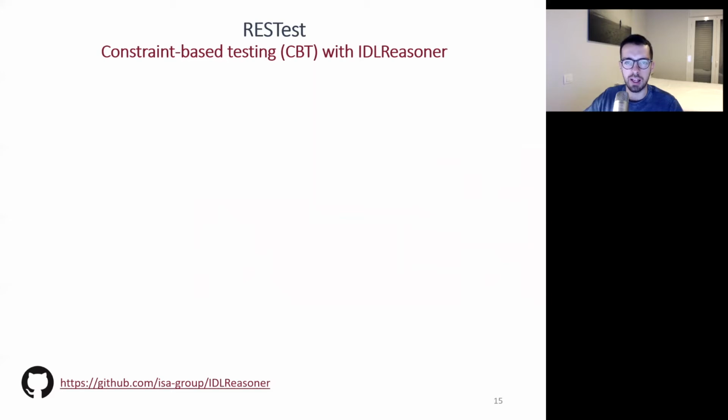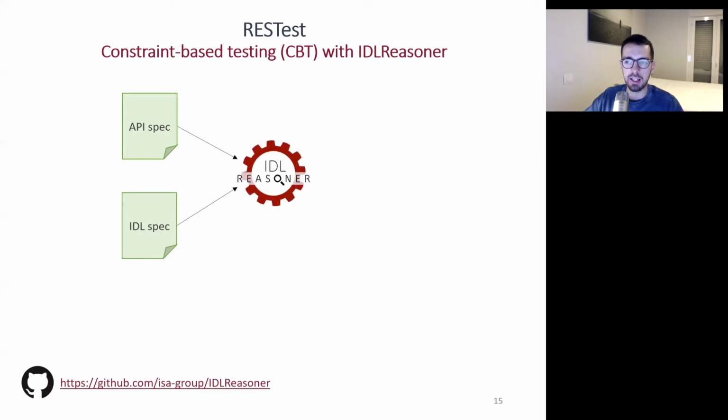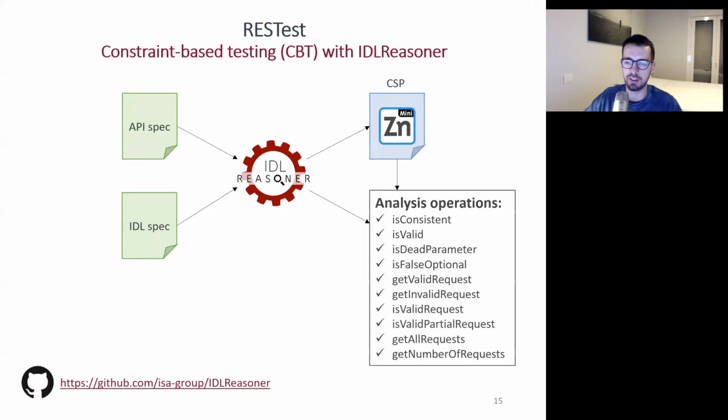Now, how do we implement constraint-based testing in RESTest? We do it with IDL Reasoner, and this is how it works. First, we take the API specification, and then we also take the dependencies expressed in IDL. Then we feed both resources to IDL Reasoner, and IDL Reasoner automatically transforms them into a constraint satisfaction problem using a language like MiniZinc, which is a constraint modeling language. Now that we have the dependencies expressed as a CSP, we can automatically invoke a number of analysis operations on this problem, like those that you see here.